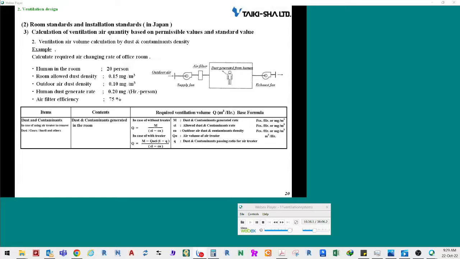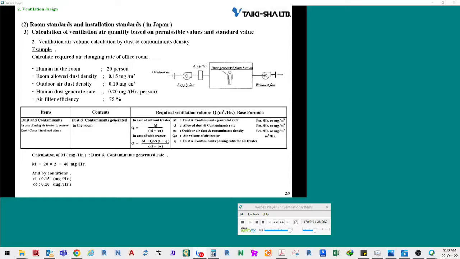2. Ventilation air quantity calculation based on raised dust amounts. Sample exercise. Determine the necessary ventilation air quantity for the office, assuming conditions shown on the slide. This is a calculation formula to determine the necessary ventilation air quantity based on the generated dust amount. The generated dust amount M is determined in this way.